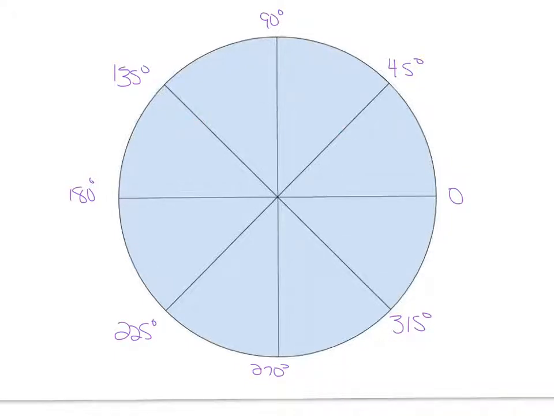Remember, the trig functions for all of these are going to be the same, but the signs change, right? Depending on whether we're in the first quadrant, second quadrant, third quadrant, or fourth quadrant. So that's why we need to know them. We need to know we're dealing with a 45 degree angle, decide what quadrant we're in, and then we know the sign of our trig function.